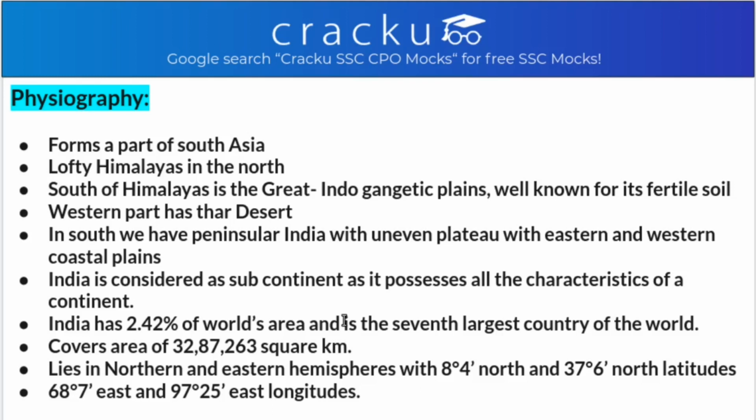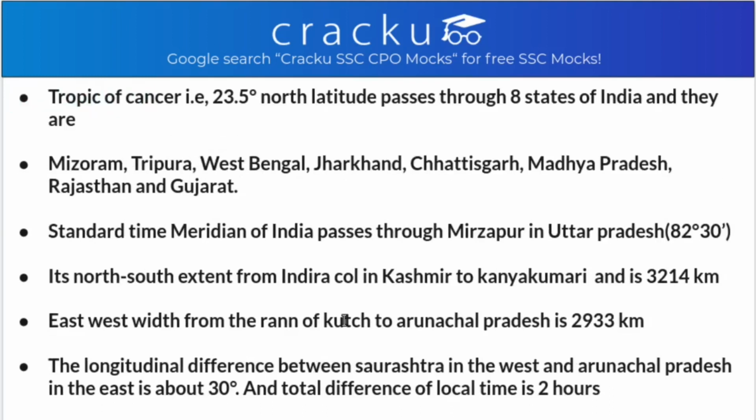and 68 degree 7 second east and 97 degree 25 second east longitude. The Tropic of Cancer, that is at 23.5 degree north latitude, passes through 8 states of India, and the states are Mizoram, Tripura, West Bengal, Jharkhand, Chhattisgarh, Madhya Pradesh, Rajasthan, and Gujarat. The 82.5 east longitude, which passes through Mirzapur in Uttar Pradesh, is taken as the standard time meridian of India.